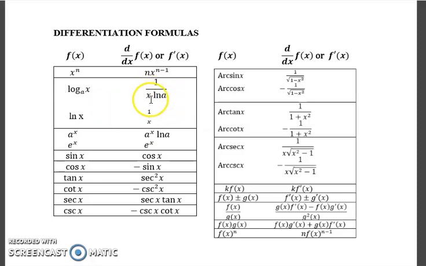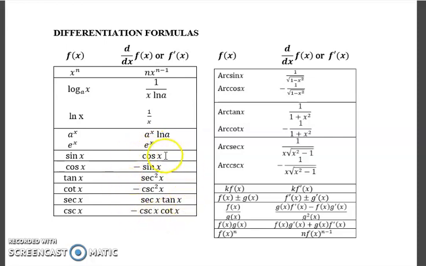Take note that ln of a is constant. When the base is e, the logarithm is simply written as ln of x, and its derivative is 1 over x. Next is the derivative of an exponential function. When a is e, its derivative is itself.